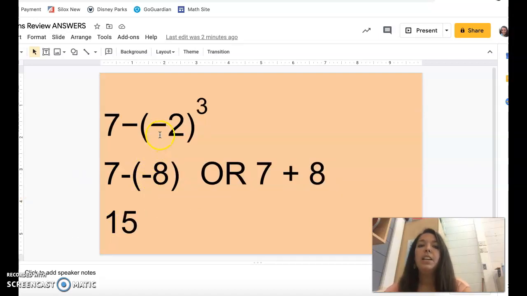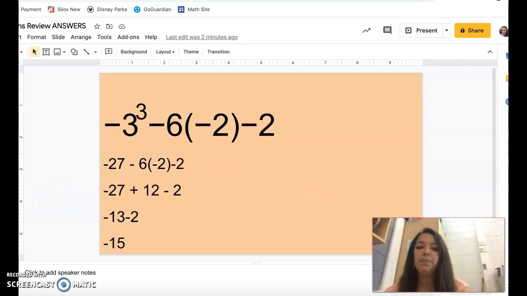The next one, you have to do this exponent with the negative. So that's a negative 2 times negative 2 times negative 2, which is negative 8. You have that double negative again, makes that a positive 8. And you do 7 plus 8, which is 15.